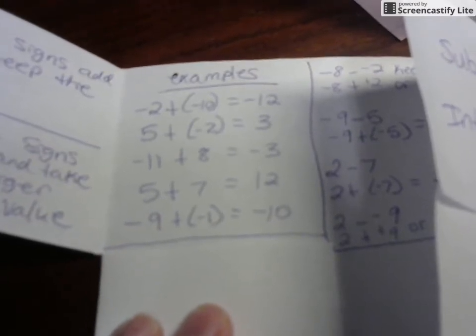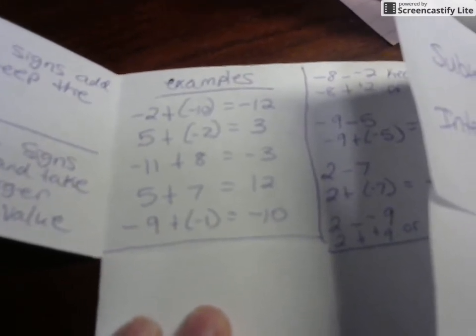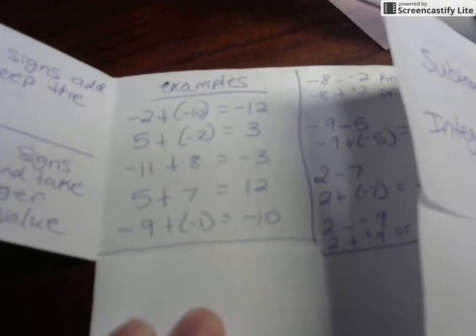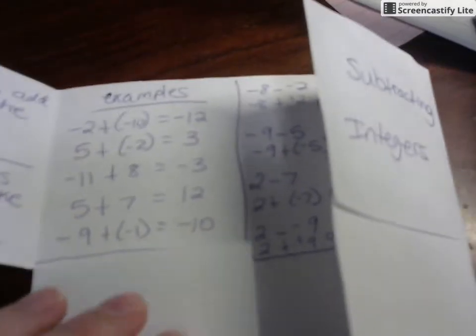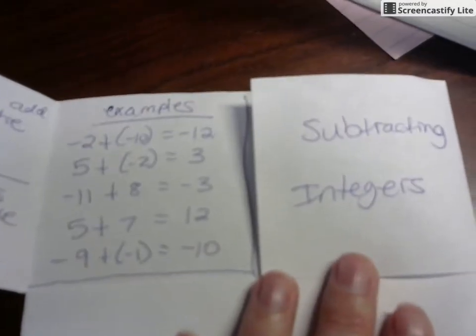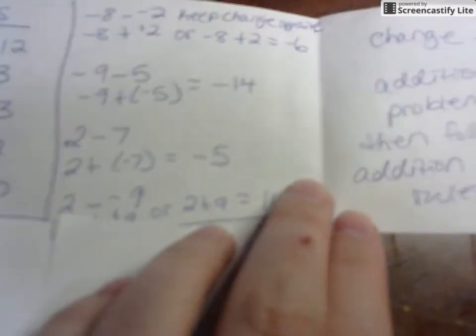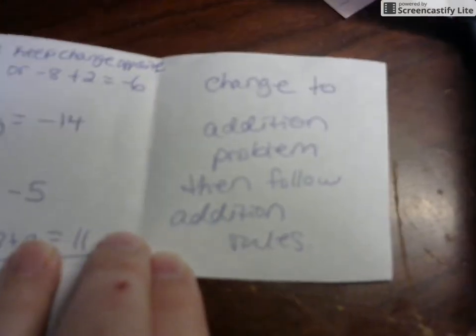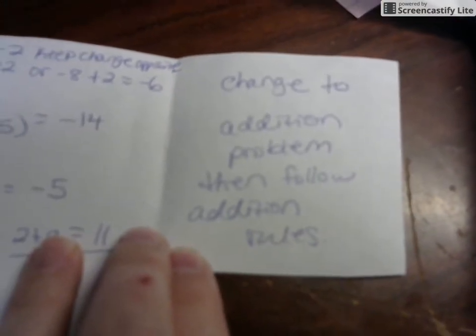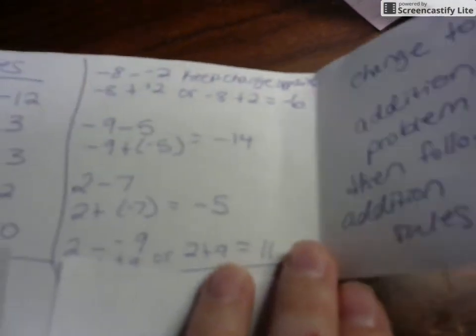5 plus 7, both positive, so that's 12. -9 plus -1, both negative, so my sign would be negative. I add, and that would be -10. So for my subtracting integers, I'm going to open it up. My rule tells me to change to an addition problem, then follow the addition rules.